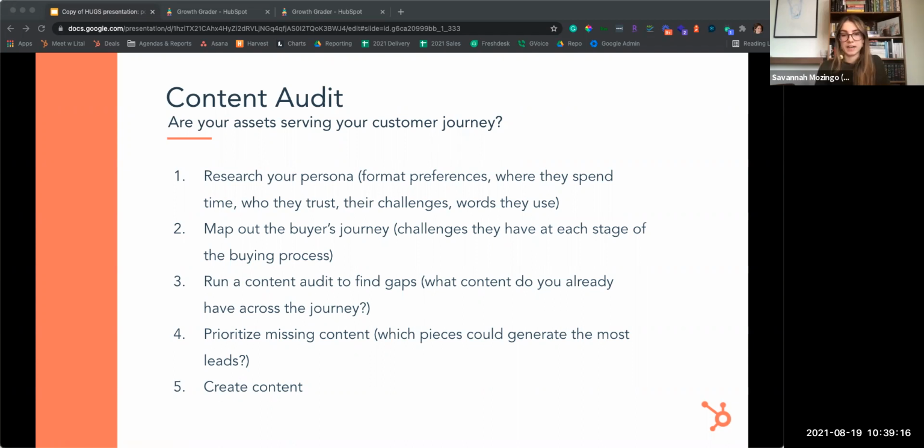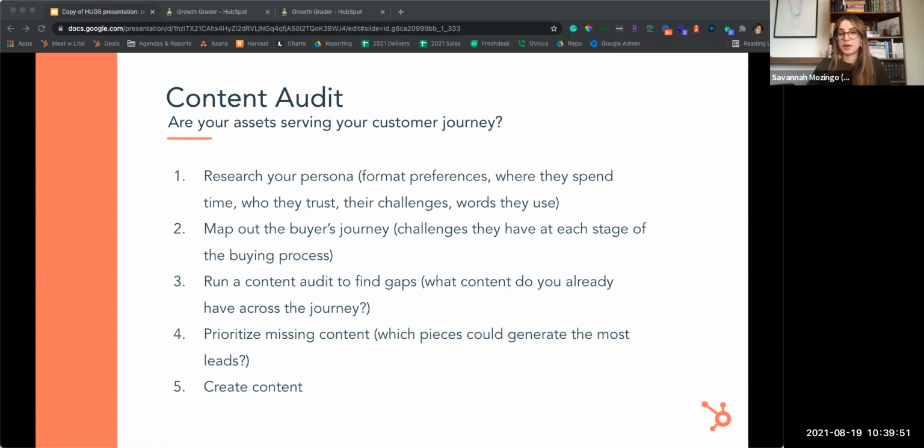When auditing the content that Christina referenced, you want to do so with these questions in mind, right? So research your personas, or do you even have personas, right? You want to know format preferences, where they spend time, who they trust, their challenges, the language that they're using. That information can come from your traffic analytics reports and the conversion reports that you saw earlier. You know, what pages they're converting on tells you a lot of what they're looking for, and making sure that you have content that serves that use.